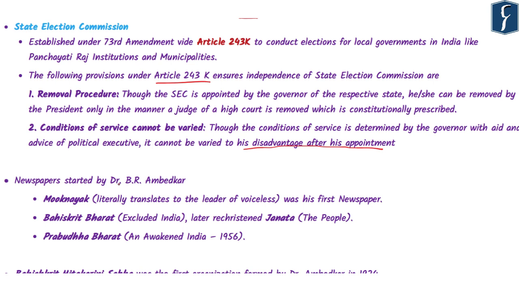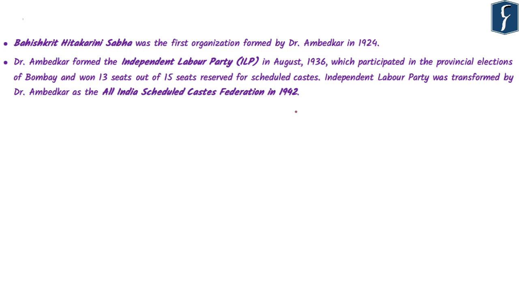Although we did Dr. B.R. Ambedkar in pointers already, the most important thing among all the things we did is the newspapers of Dr. B.R. Ambedkar, which are Mook Nayak, Bahishkrit Bharat and Prabuddha Bharat. Bahishkrit Hitkarni Sabha was the first organization formed by Dr. B.R. Ambedkar in 1924. Dr. B.R. Ambedkar also formed Independent Labour Party in 1936, which he transformed into All India Scheduled Caste Federation in 1942.